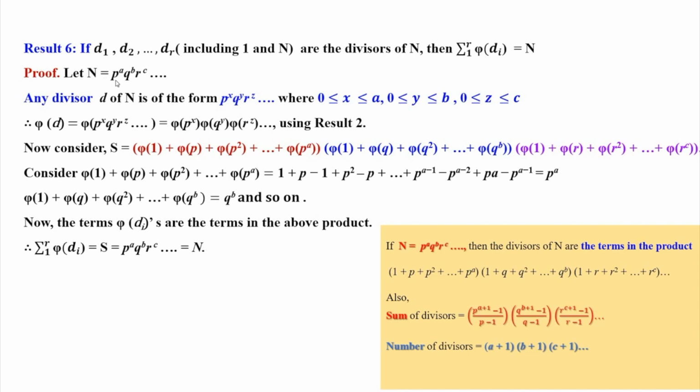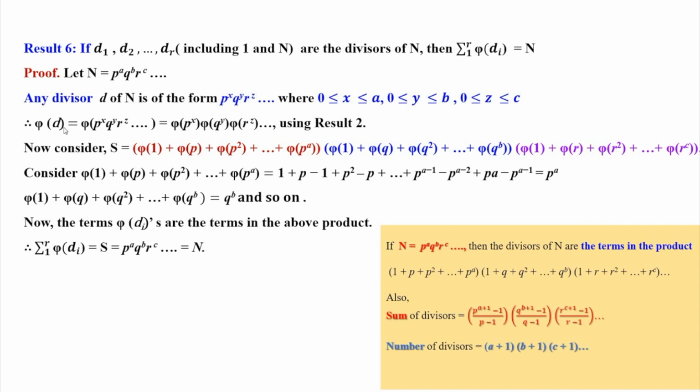Now we consider n, given any n, it can be written by the fundamental theorem of arithmetic like this. Any divisor d of n is of the form p power x, q power y, r power z, because we know that any number can be written as a product of prime powers. Here x can vary from 0 to a, and similarly y can range from 0 to b, and z can range from 0 to c.